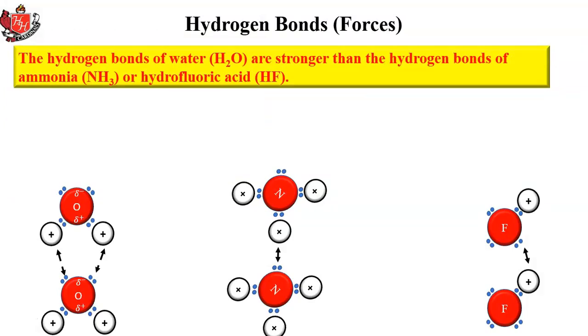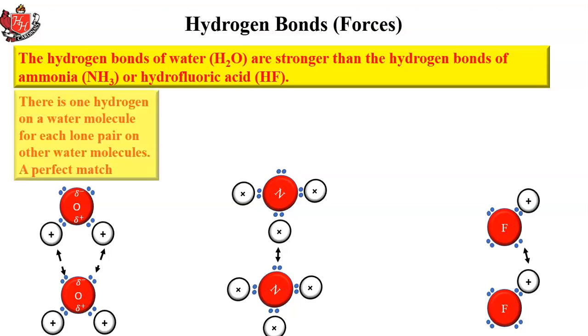Hydrogen bonds of water are stronger than the hydrogen bonds of ammonia or hydrofluoric acid. So even though all three can form hydrogen bonds, the ones on water are stronger. And the reason really makes sense. Look at the pair on the left. These are both water molecules. There is one hydrogen on a water molecule for each lone pair on other water molecules. So that's a perfect match. So notice it's a perfect 2-for-2 match.